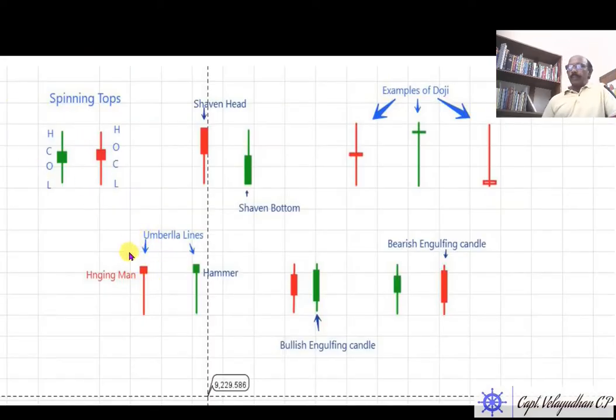These are umbrella line candles. Real body is small and a lower shadow high. This is another one. Real body small with a lower shadow. If this type of candle is forming after a rally or a few days of uptrend, this candle is called a hanging man.